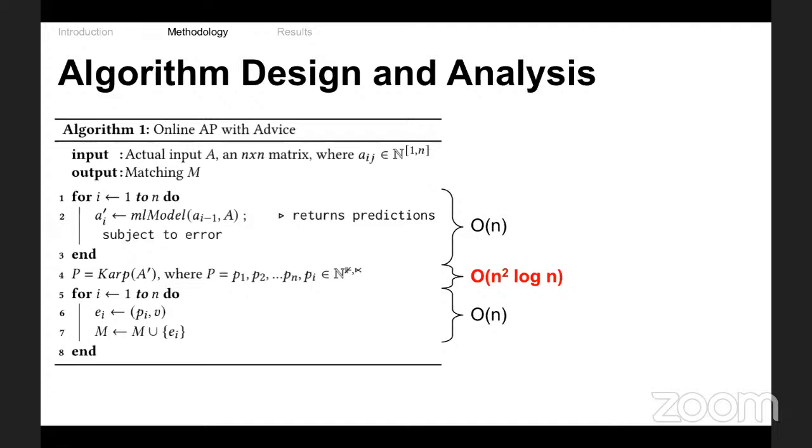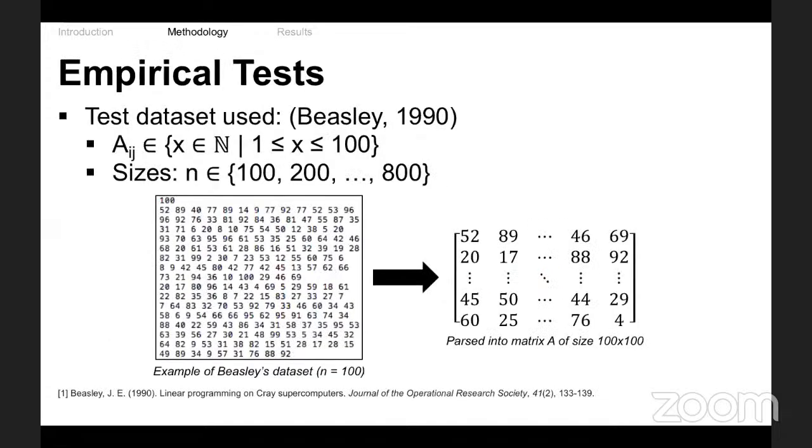So in the next slide, I will be introducing the benchmark data set that we will be using for this paper. We will be using a data set by Beasley, the Beasley data set. This is a data set of varying sizes, specifically sizes of 100 to 800, with increments of 100: 100 by 100, 200 by 200, 300 by 300 matrices. And it also has the optimal solution. So it would be represented as a matrix in our computation. The values of this matrix range from 1 to 100, and the sizes are from 100 to 800.